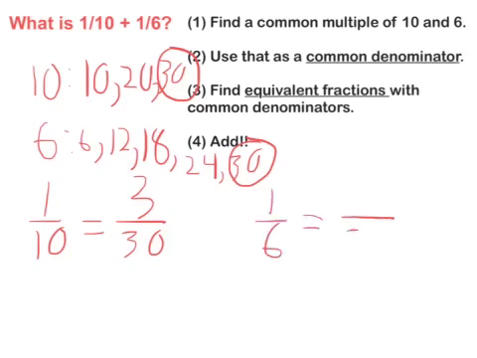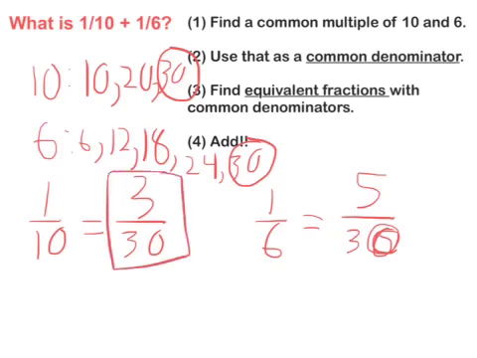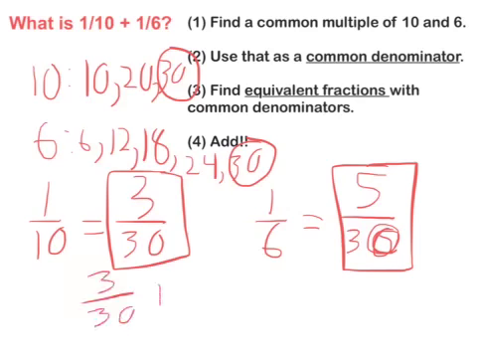1/6 is the same as how many 30ths? See if you can solve that on your own. 1/6 is the same as how many 30ths? Good. Since we have to multiply 6 by 5 to get 30, we'll multiply the 1 by 5. 1/6 is the same as 5/30ths. Now I'm going to take these equivalent fractions that I created and add them together. As we saw in the last video, when you are adding fractions and they have the same denominator like this, you just add the numerators straight across.